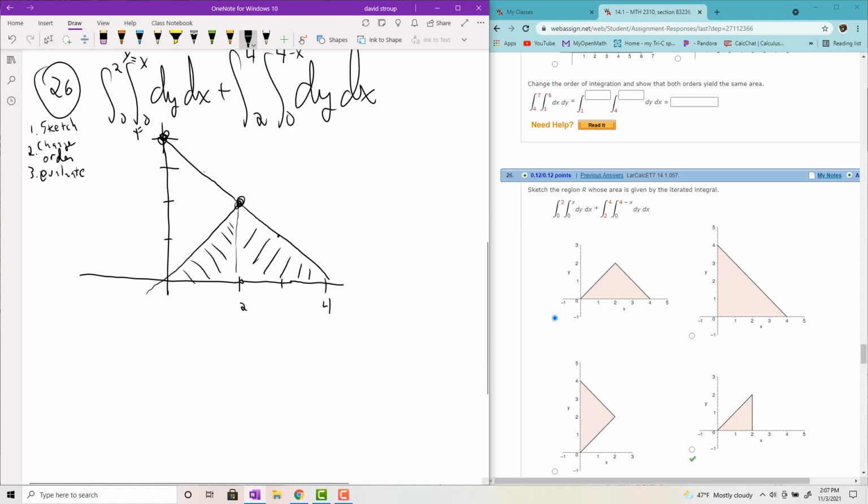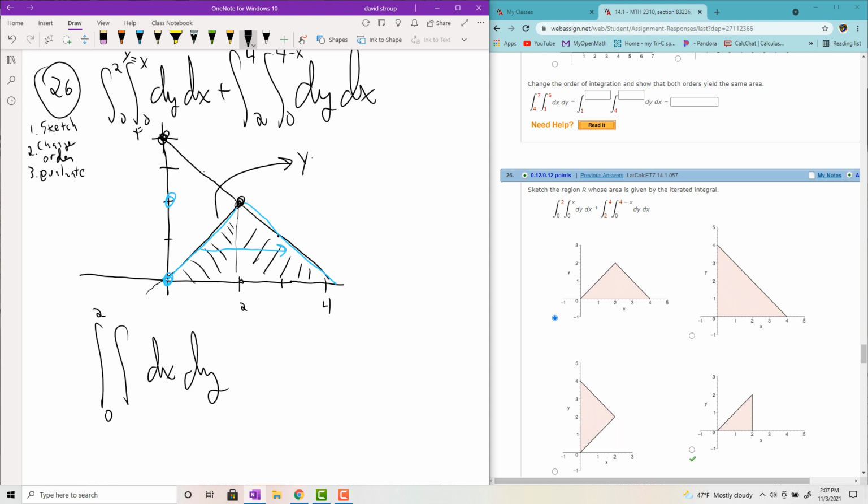I want to change the order of integration then to dx dy. So I want to go from x equals this curve to x equals this curve, right? And then on the y-axis, I'm going to go from 0 to 2. So I already can fill in the outer integral part. But I need formulas for those two curves. So the first curve, the first blue curve, is y equals x, which I could just write as x equals y.